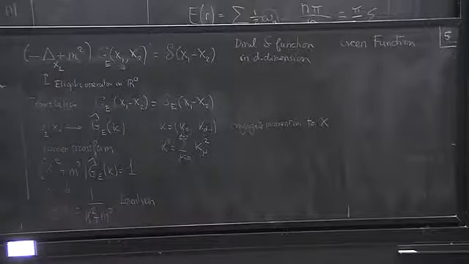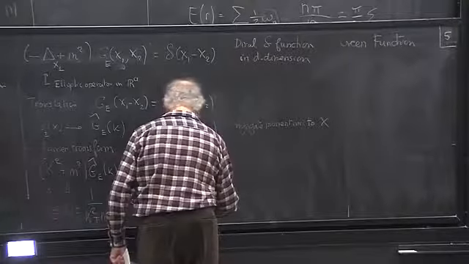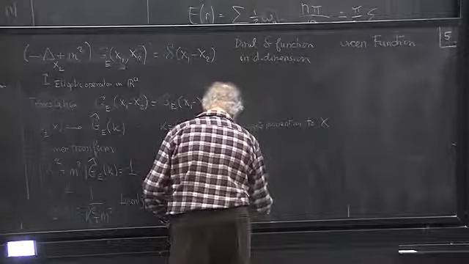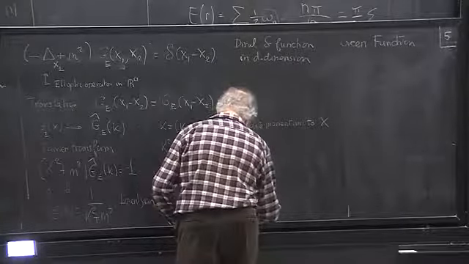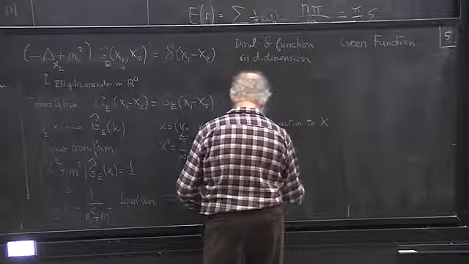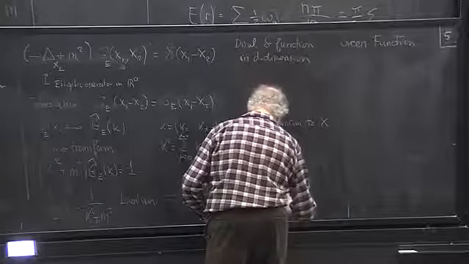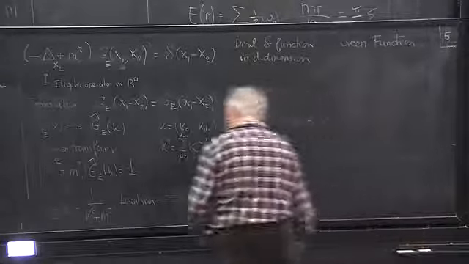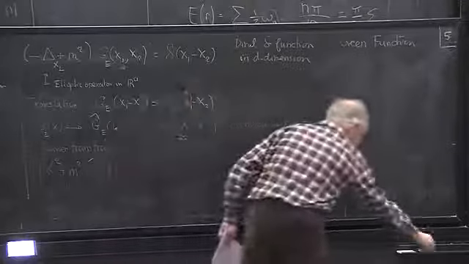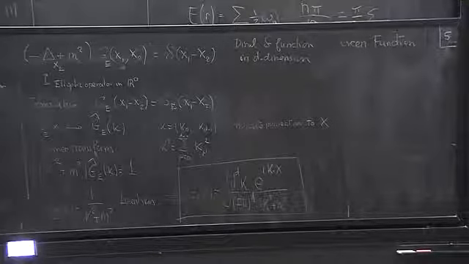Okay, and therefore, G_E of x is its inverse Fourier transform, so it's the integral d^d k over (2 pi)^d of e^{i k.x} divided by k squared plus m squared, which is an object you have met in the statistical mechanics course. Okay.